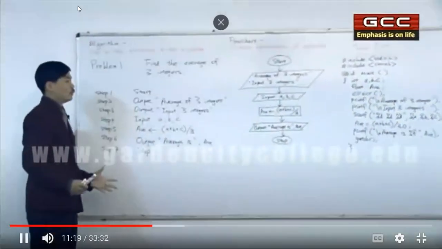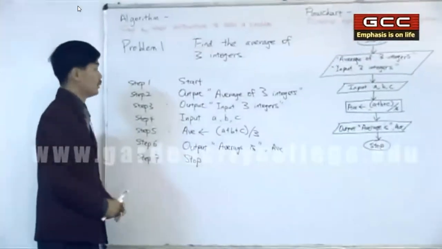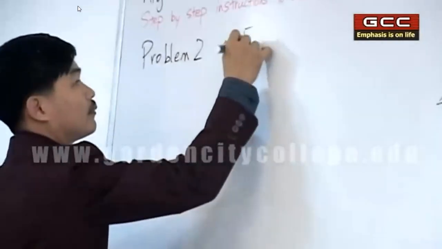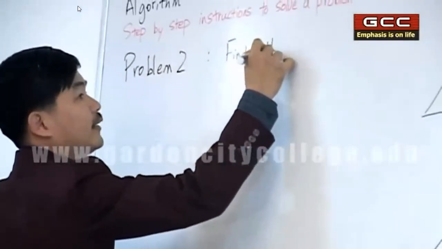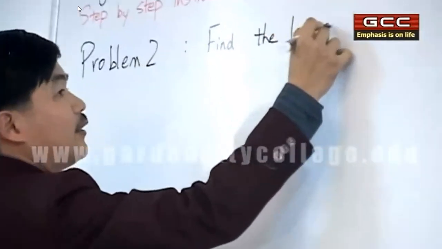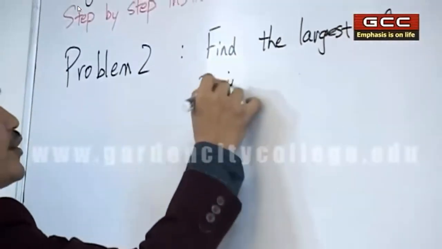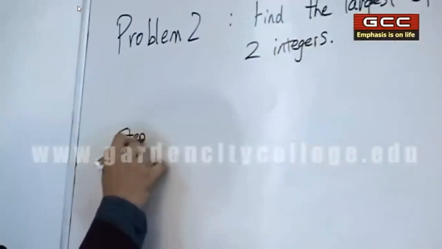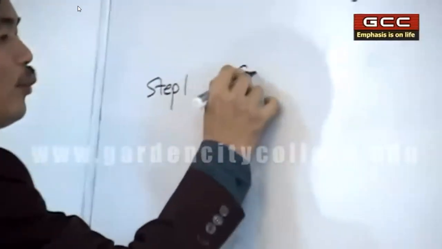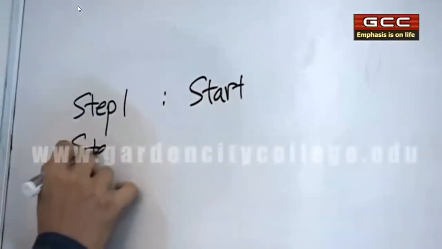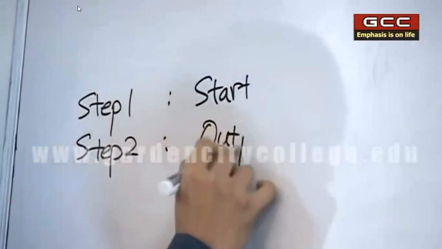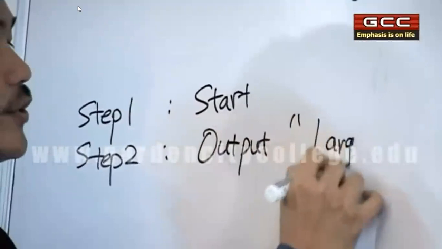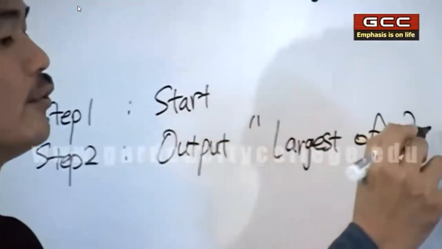Next, I would like to show 2 more examples, 2 more problems, so that you can have a better idea. Find the largest of 2 integers. So let's go through this. Step 1, always start. Step 2, always let the users know what this program is. Maybe we can write largest of 2 integers.